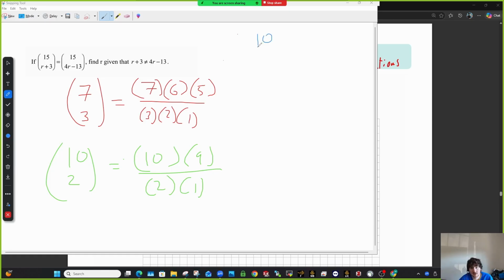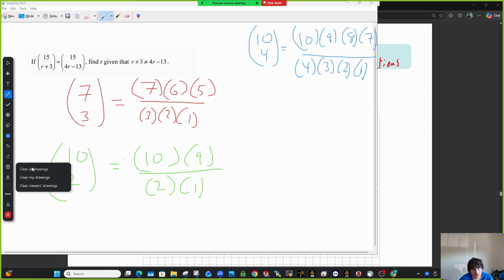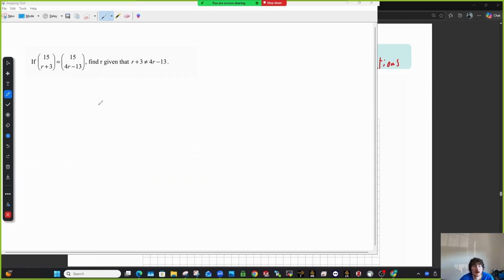I'll do one more just so you can see it. 10 choose 4 will be 10 times 9 times 8 times 7, and you stop, and then it's over 4 factorial. Type that into your calculator by hand, the 4 things multiplying on top and bottom, and you see it's the exact same number as 10 choose 4. Great. If you didn't know that, make a note of it. It's fantastic knowledge.